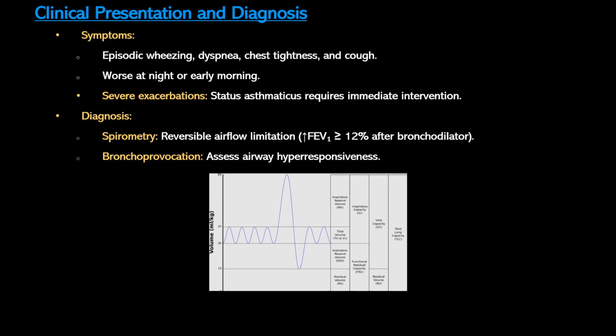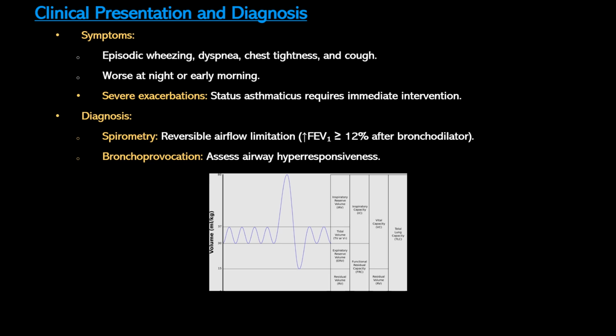Asthma symptoms are typically episodic, with patients experiencing wheezing, shortness of breath, chest tightness, and cough, often worsening at night or early in the morning. Severe exacerbations, such as status asthmaticus, are life-threatening episodes of persistent respiratory distress that require immediate and aggressive treatment.